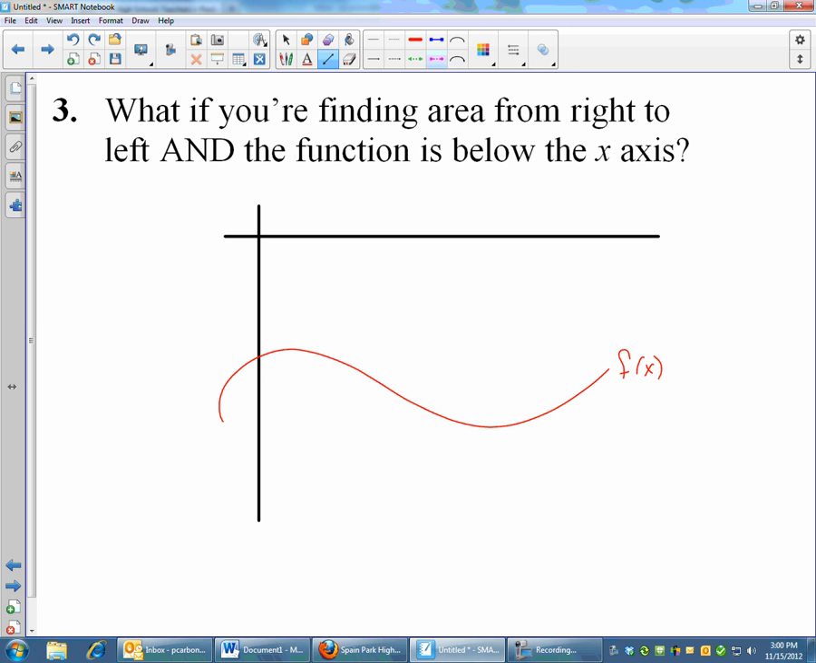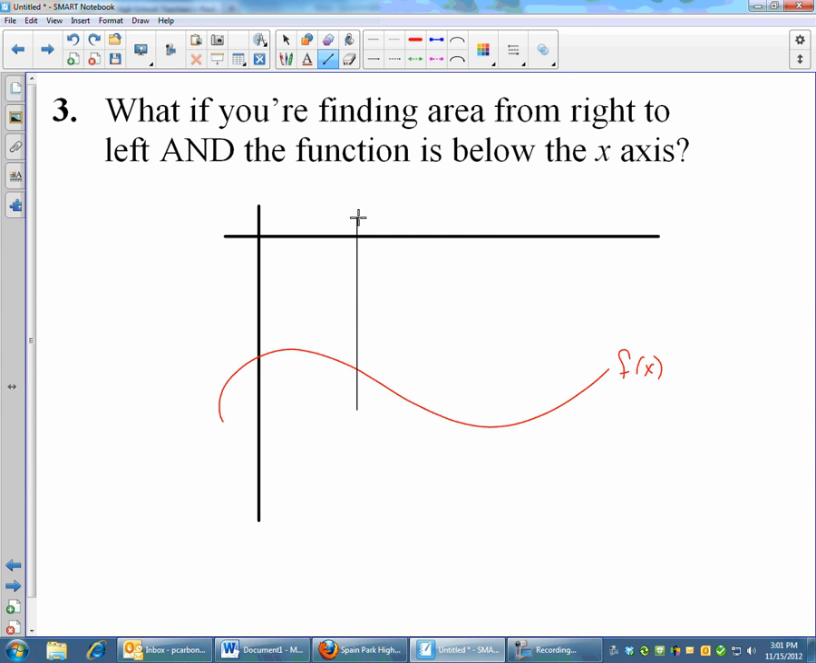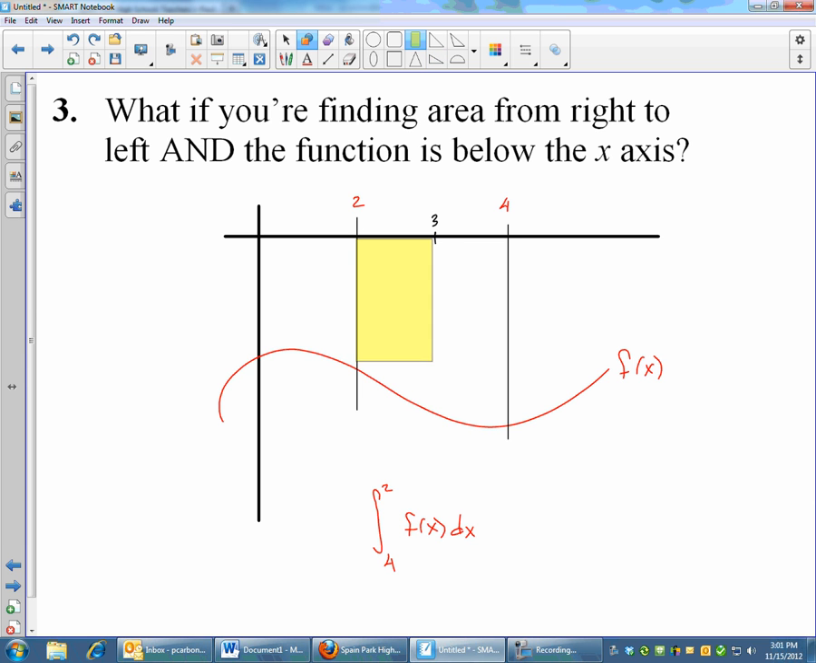If I'm going from right to left, and my function's below the x-axis, so we're going to stick with the good old 2 to 4, and I'm traveling from right to left, so I'm going to do the area from 4 to 2 under this function. Okay, this time, well, let's see. If I split this up into two rectangles, I'll put 3 right here, and if I draw my rectangles and we think about what's happening here using left endpoints, well, if I go from right to left, this time the base and the height are both negative.